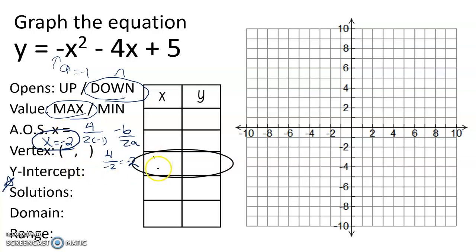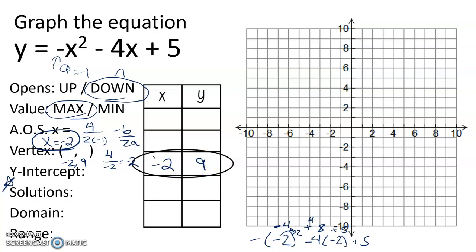Vertex. I'm actually going to write the vertex right here, -2 there. Find the y value. I'm going to plug in -2. So negative of -2 squared minus 4 times -2 plus 5. I'm going to do the squared first here. Don't do the negative. Do the squared first. -2 squared is 4. Put the negative out front. That just turns into -4 plus 8 plus 5. So it turns into 4 plus 5, which is 9. So it's going to be -2, 9. We're going to put that there, okay?